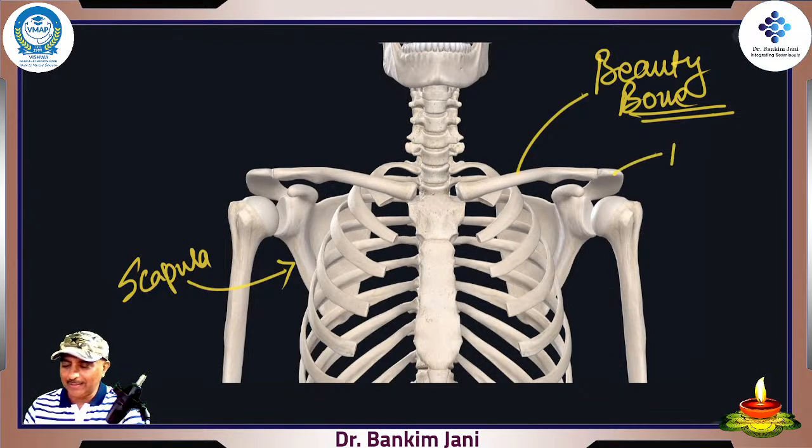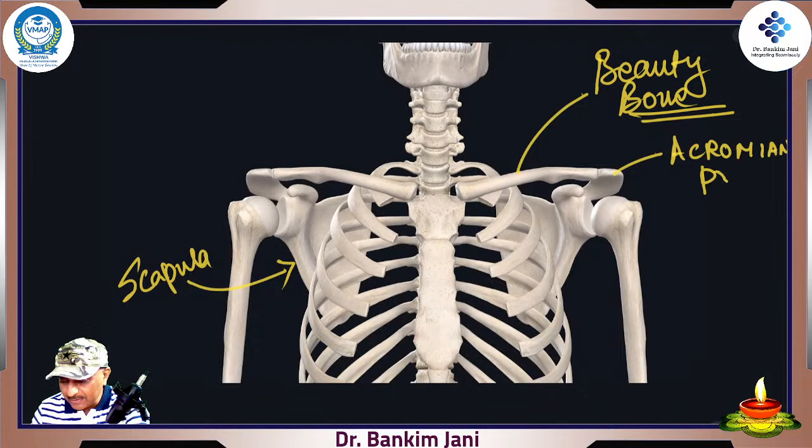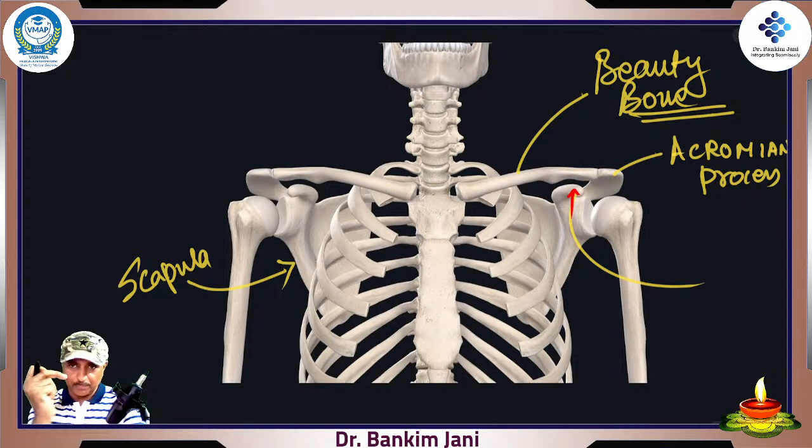And this one is the acromion process, right? So that's why acromioclavicular. But if this is the acromion process, you must appreciate that there is another gentleman sitting over here. Here it is, right? There is one more process, and this process is called the coracoid process. Coracoid process.